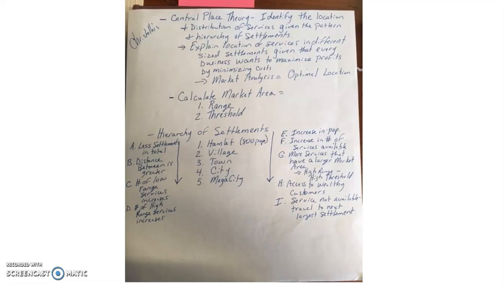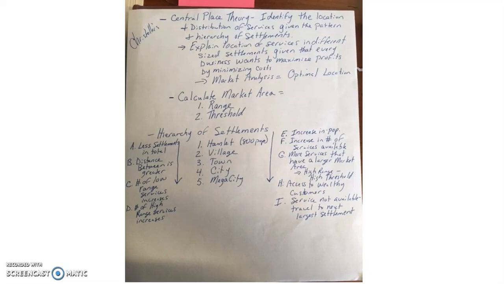If you can't find it in the village, then everybody from that hamlet and that village will all go to the town. If you can't find it in the town, all the people from the surrounding hamlets, the surrounding villages, and the surrounding towns will go to the city. If you can't find it in the city, then all the people from the surrounding hamlets, villages, towns, and cities will go to the mega cities.